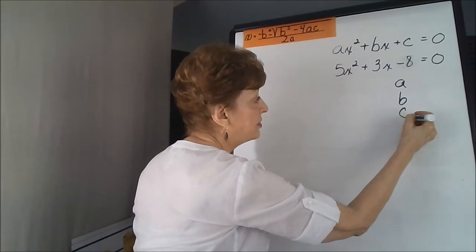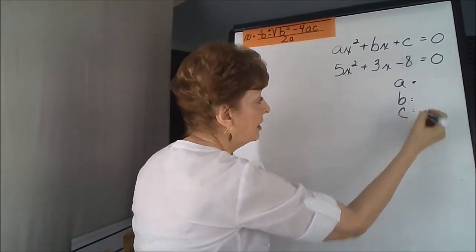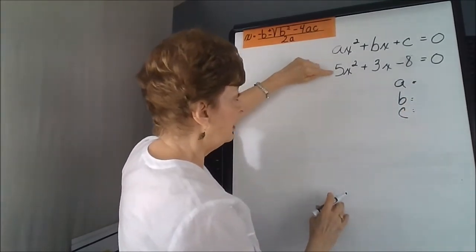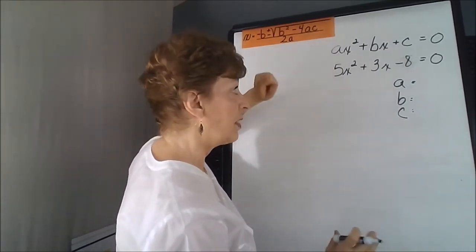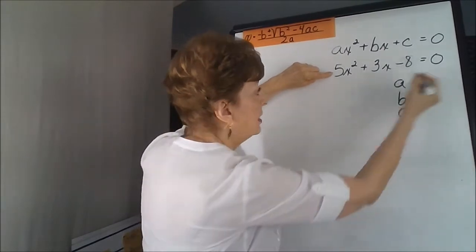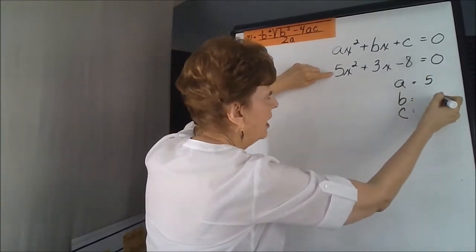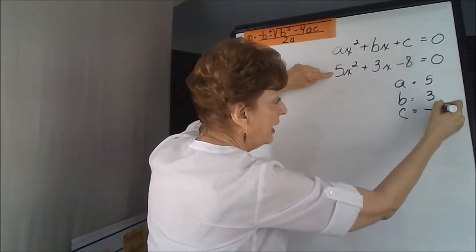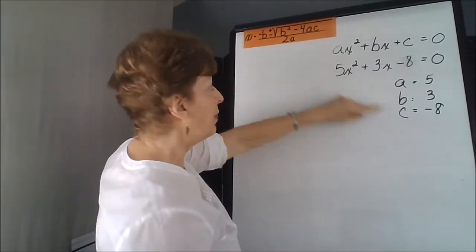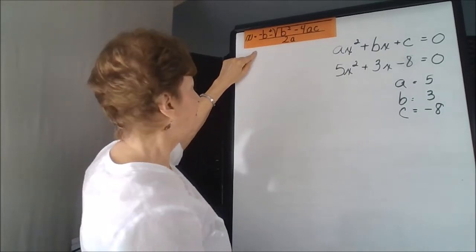A, B, and C. We're interested in those coefficients, so we're going to pull those out of the equation. This is why it has to be in this form, so we have all of our positives and negatives correct. So our A term is 5, our B term is 3, and C is equal to a negative 8. Now we can populate our equation.